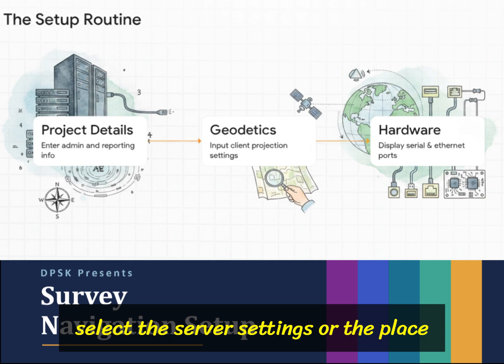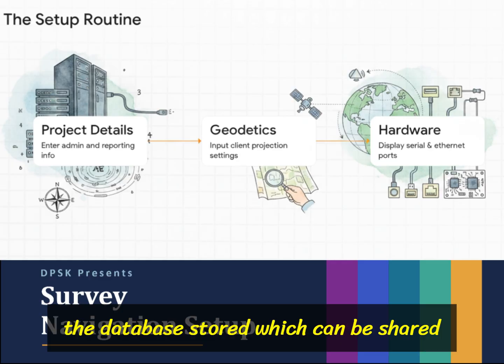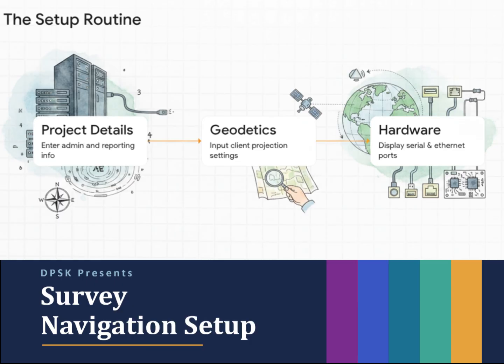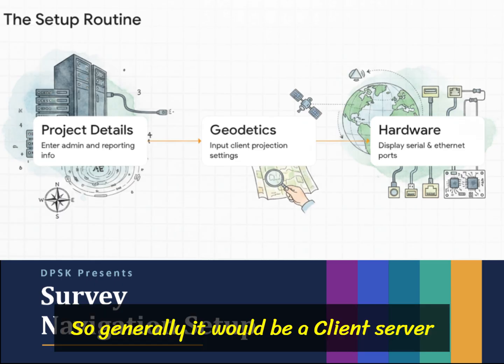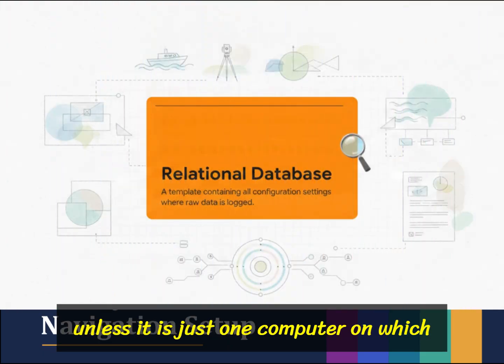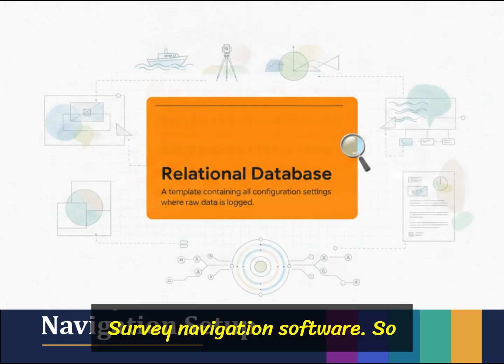first select the server settings, or the place and folder where we want to have the database stored, which can be shared among various computers. So generally it would be a client server setup, or let's say a master slave setup, unless it is just one computer on which we are hoping to run the navigation software.